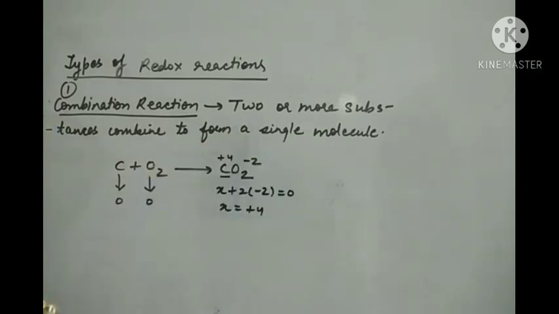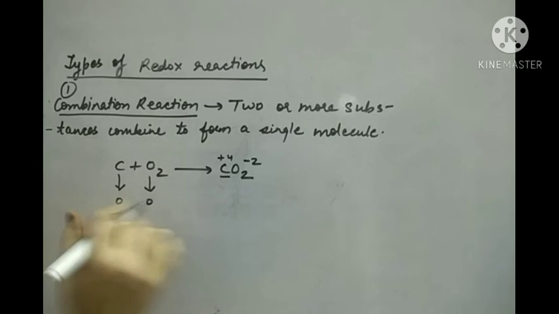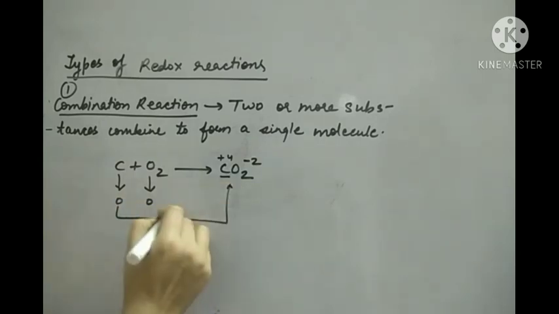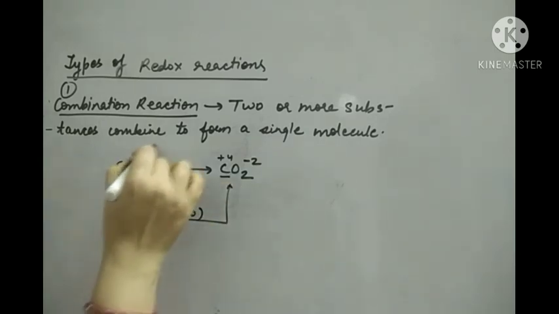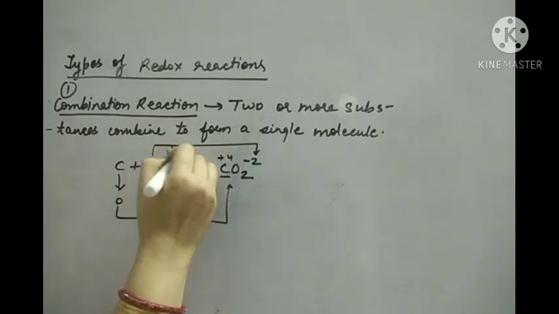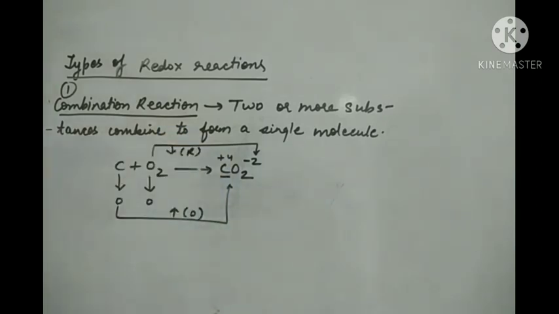It is -2. So now 0 to +4, it is increasing, so it is oxidation, and 0 to -2, it is decreasing, so it is reduction. So combination reactions are also basically a type of redox reaction only. Okay, means we can say that if any reaction is taking place, definitely oxidation and reduction is also taking place.